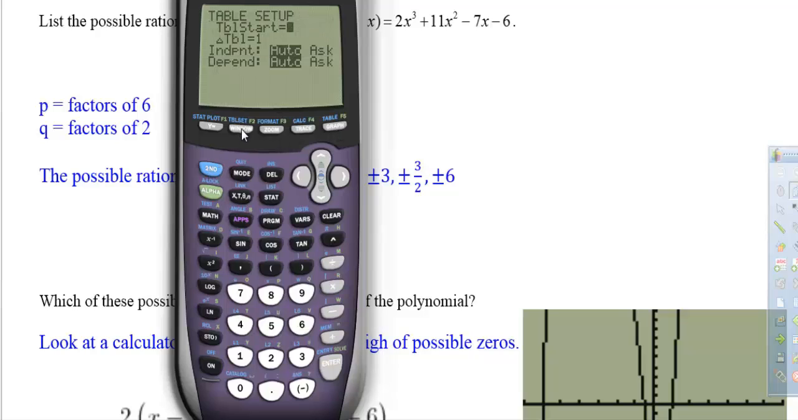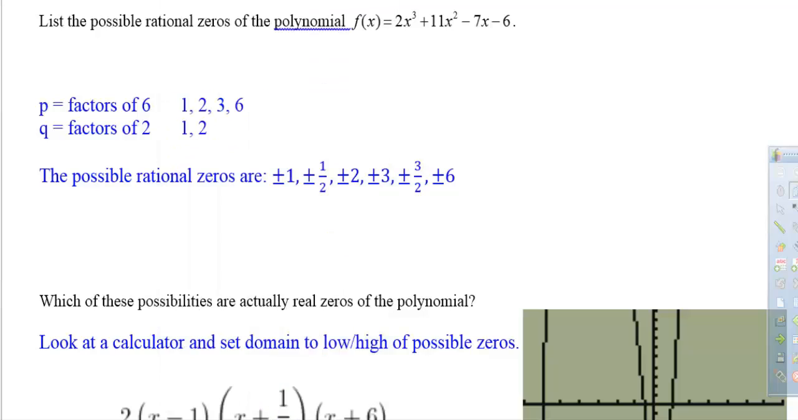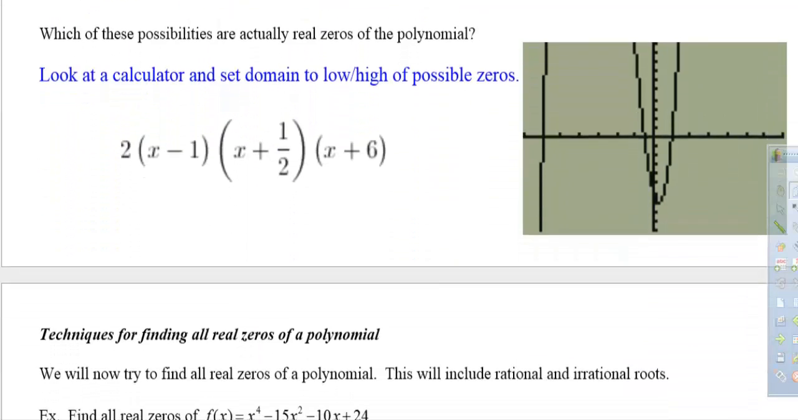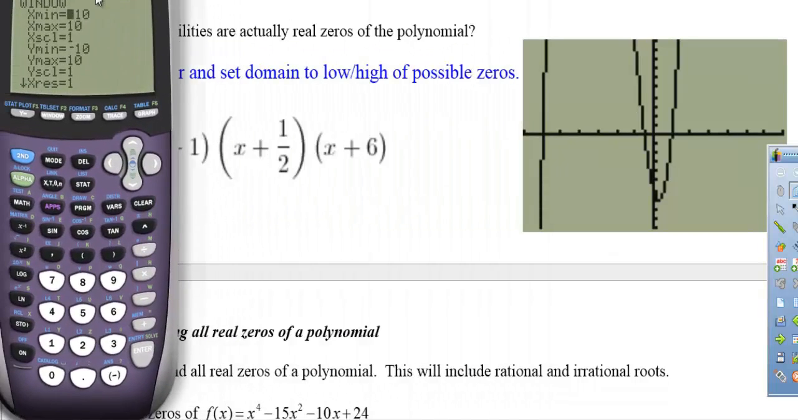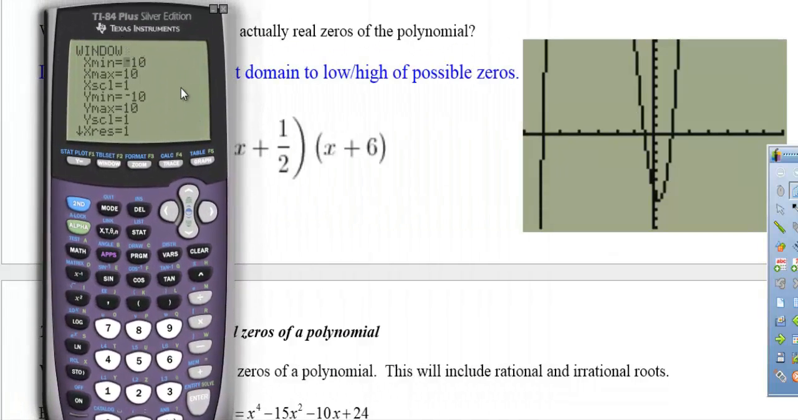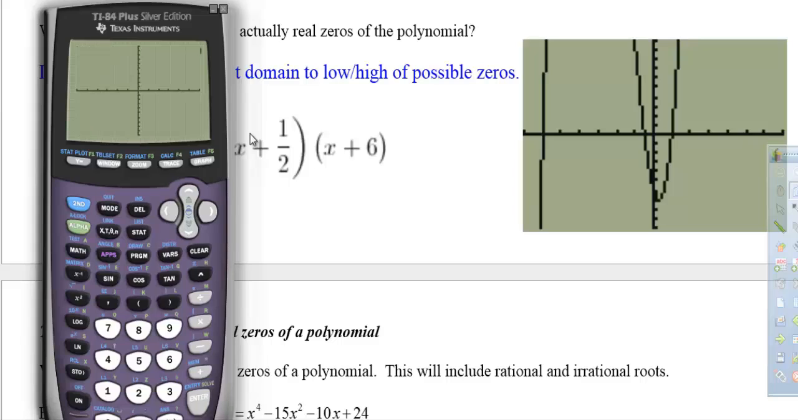Now I'm going to go to my window. Slide back down here a little bit. Because the greatest possible rational zeros were at -6 to +6, I'm going to set this to -6 because I know there's nothing that's going to intercept below that or further to the left. And I'll set it to +6. And then we'll go ahead and graph this.